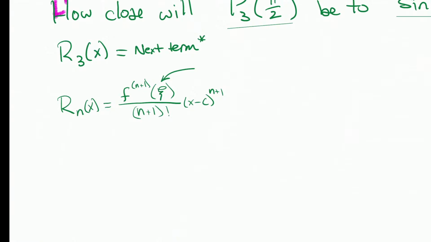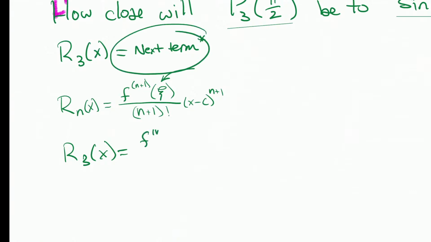What's the worst that could happen between 0 and pi over 2 for this expression? So let's actually do that. R sub 3, I'll show you exactly how this works. I get the fourth derivative. So the next term is the fourth derivative. I'll just put C there. And then this is going to be 4 factorial times x minus c to the fourth power.